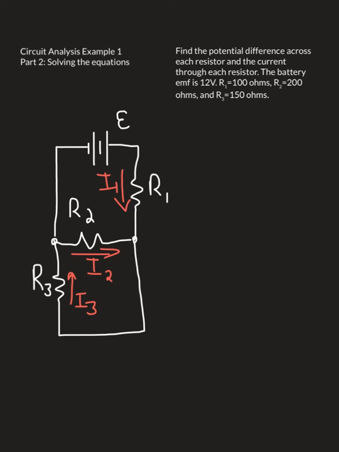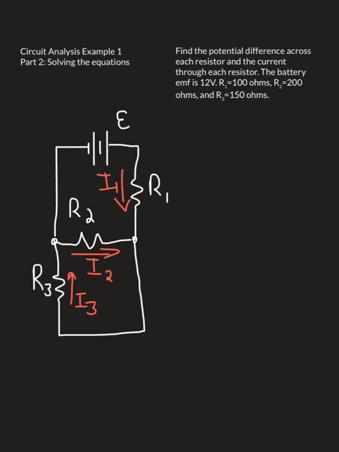This video is part 2 of my circuit analysis example number 1. We're going to start here where we left off from part 1 of this example. In part 1, we developed the equations that we'll use to solve for the potential difference across each resistor and the current through each resistor. In this part, we're going to actually perform the calculations.